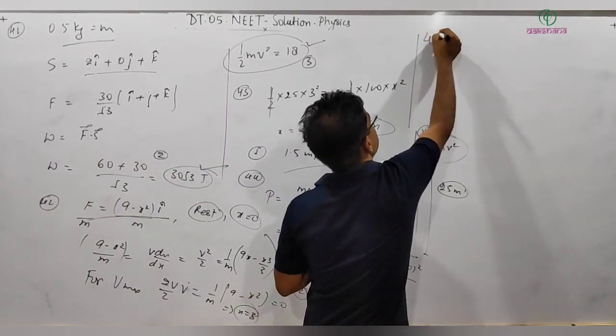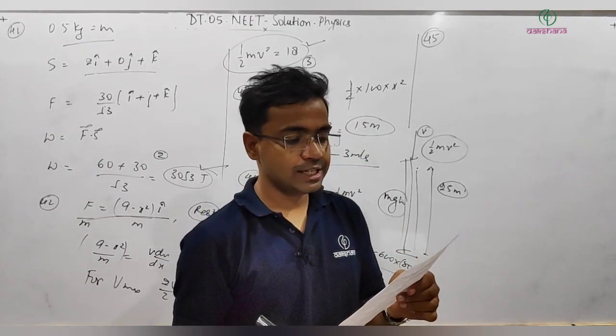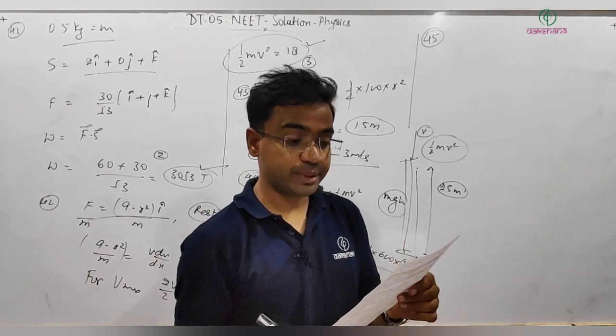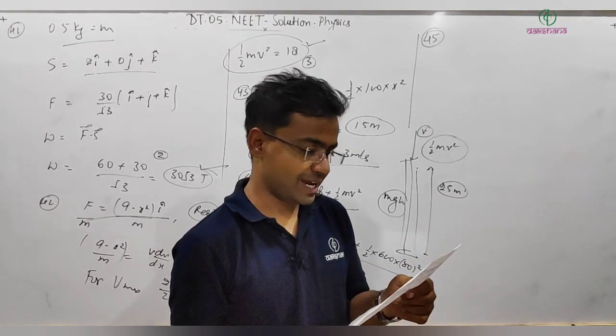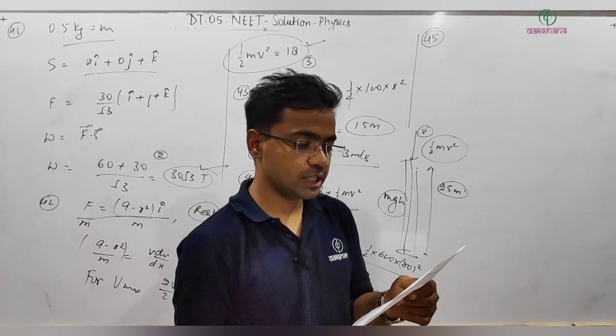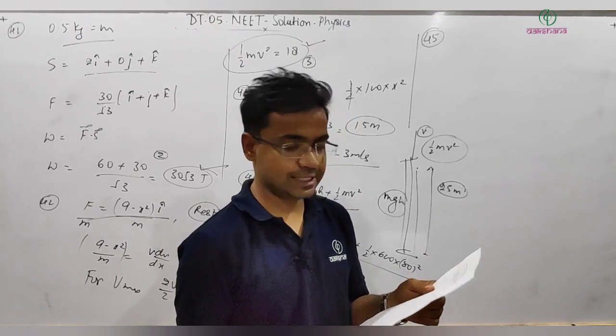And the last, question number 45. The human heart discharges 75 centimeter cube of blood per beat against an average pressure of 10 centimeter of Hg. Assuming that the pulse frequency is 75 beats per minute, find the power of the heart.